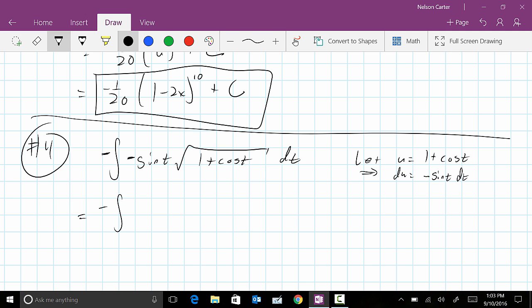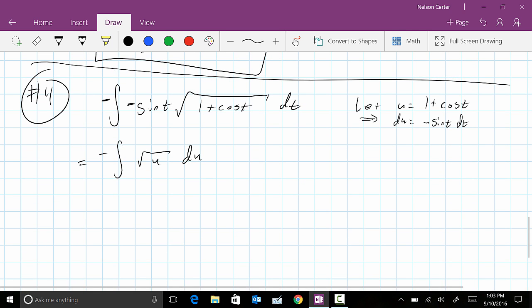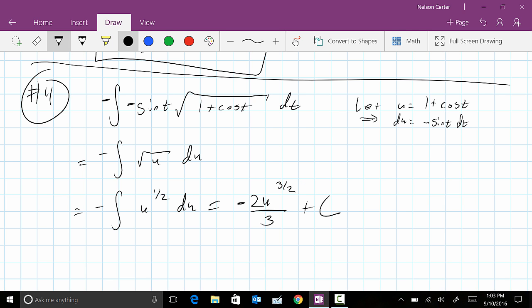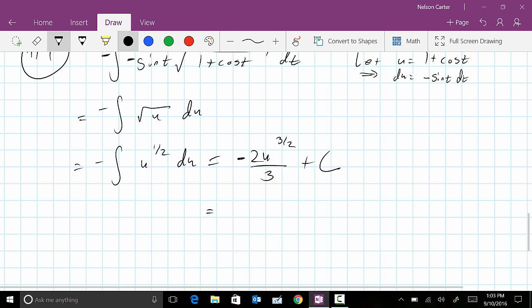So I get negative the integral of the square root of u du. So this is equal to negative the integral of u to the power 1/2 du. Now you're actually going to integrate, so we get negative u to the power 3/2 over 3/2 plus a constant. So the u is equal to 1 plus the cosine of t, so this is negative 2/3 times 1 plus the cosine of t to the power 3/2 plus constant, and you're done.